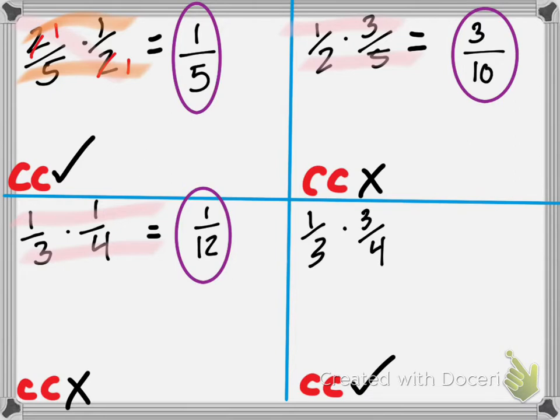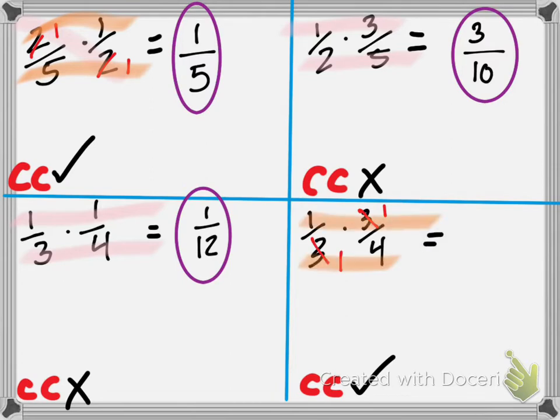Lennox, what about this last one? I can cross cancel stuff. What can I cross cancel? Which one? Cancel 3. So we can cross cancel the 3's. What do you get when we cancel them out? You get 1. So they both are divisible by 3. We get 1. We're going to cross multiply.